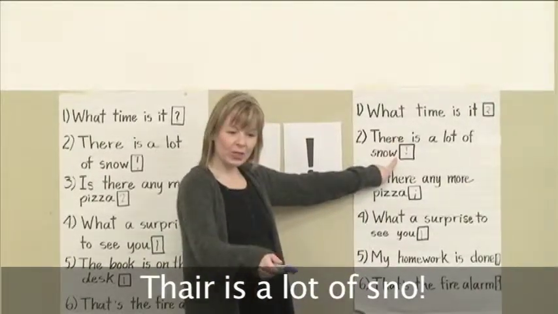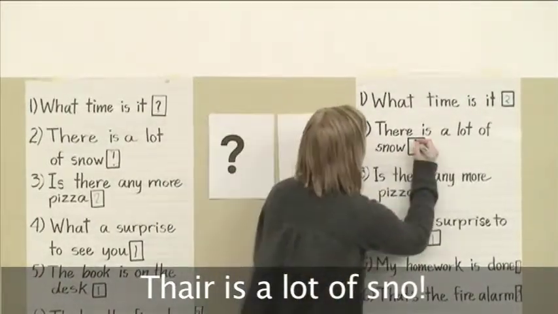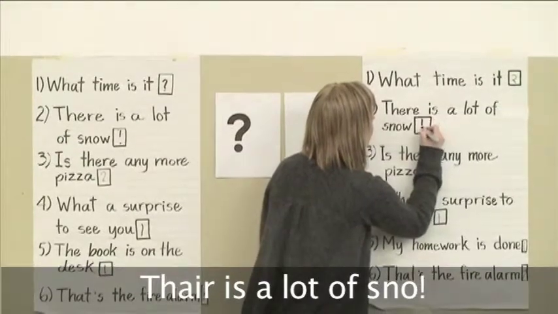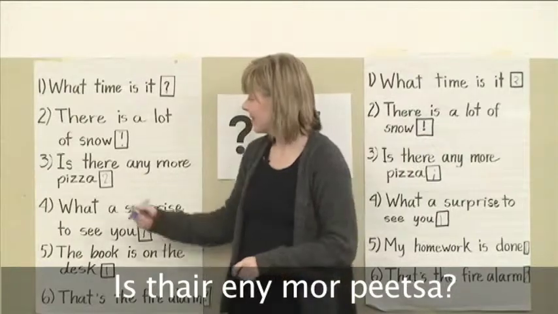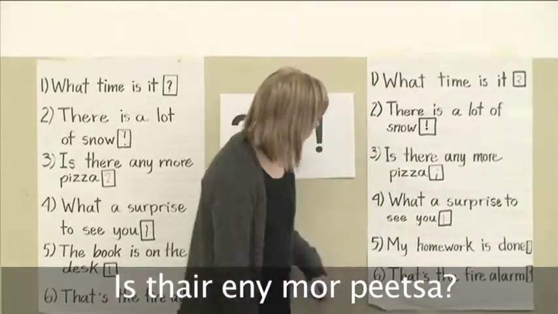Did you do this one too? That's a good exclamation mark. Yeah. He's got a straight line and a circle. Straight line and circle. Is there any more pizza? Question, right? It's a question.